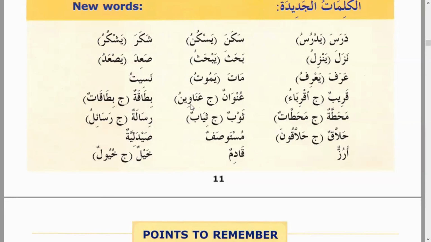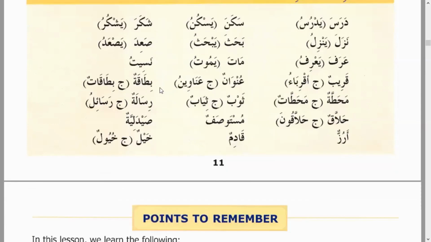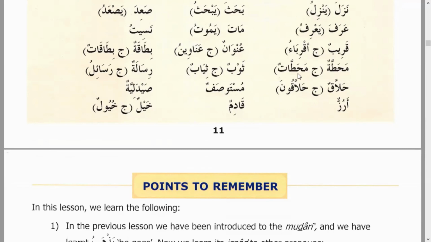Unwanun, anawin. The plural is anawin. Unwan is address, right? Anawin, addresses. Bitaqatun, bitaqa is a card, right? Visiting card or whatever. Any card is called bitaqa. Bitaqatun, like cards. Mahattatun, railway station, railway stations, stations. Thawbun, thiyabun. Thawb is a robe, robes. Risalatun, rasailu, letter, letters. Risala is a letter. Rasail is the plural.